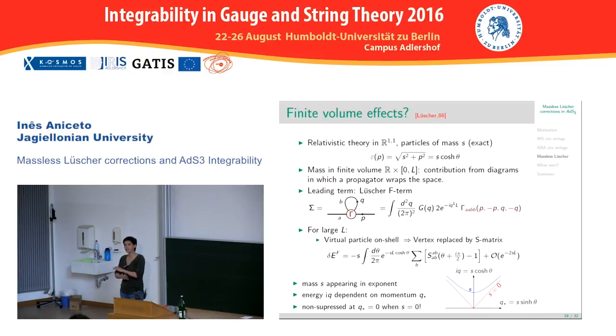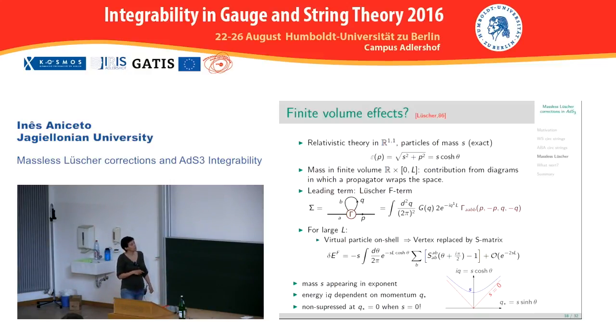So we've already taken into account every diagram in infinite volume, to the point that whenever we go to finite volume, any corrections that show up have to be with particles that actually travel around the finite volume. And that's what Lüscher corrections actually are. So this is the dispersion relation for the relativistic particle of mass m. This is infinite volume, and now we go to finite volume, and we want to determine just, as I mentioned, the contributions from diagrams where the propagator wraps the space L.